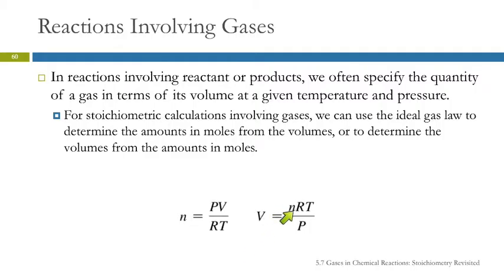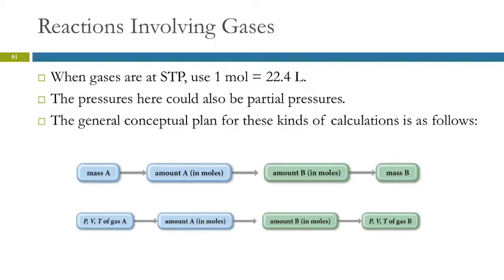If we have the number of moles, the temperature, and the pressure, we can calculate the volume. So we're using the ideal gas law to find the moles of a gas, or from the moles to find the volume. If the reaction is at STP, then things become simpler because we can use the molar volume of a gas. So always look for "at STP." That means the problem is going to be easier. You could see partial pressures in a reaction like this, so don't be surprised by that.